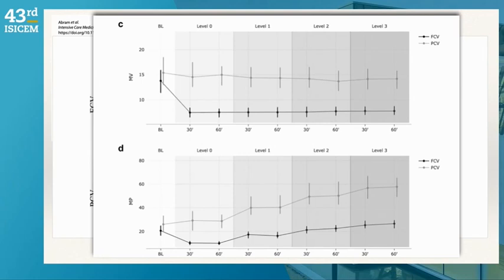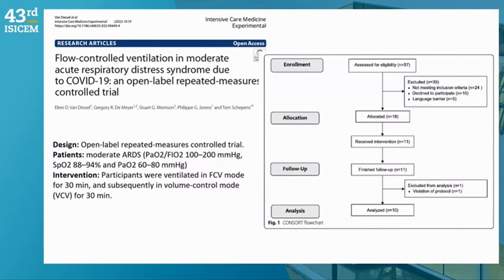In this part, you can see that the mechanical power was lower, and the minute ventilation was also lower with the same amount of gas exchange compared to pressure-controlled ventilation. So, what the inventors tried to prove is that it can also be used in humans.